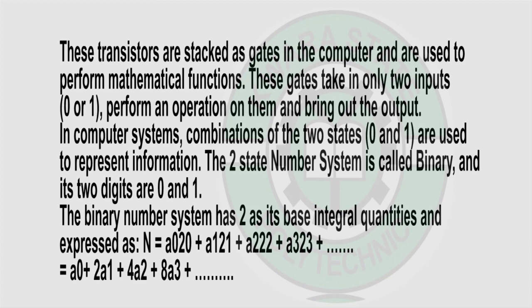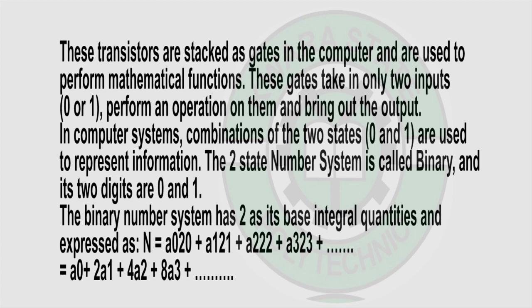These gates take in only two inputs, as I've said, 0 and 1, to perform an operation on them and bring out the output. In a computer system, combinations of the two states, 0 and 1, are used to represent information. So by the time you are sending the signal via the keyboard, the computer understands and you get your return on the monitor as A, or whatever it may be. The binary number system has two as its base.